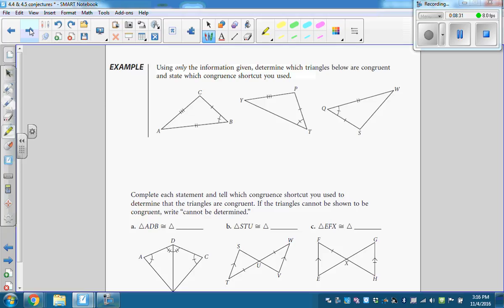Determine which triangles below are congruent and state which congruent shortcuts you use. So the shortcuts are just side, side, angle, side, angle, and angle, side.